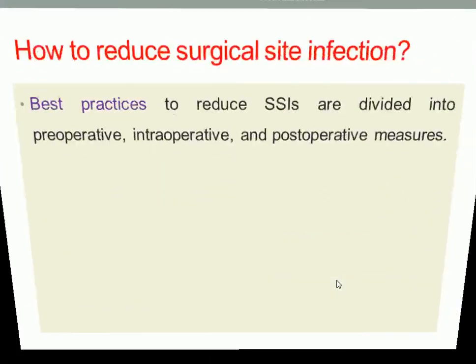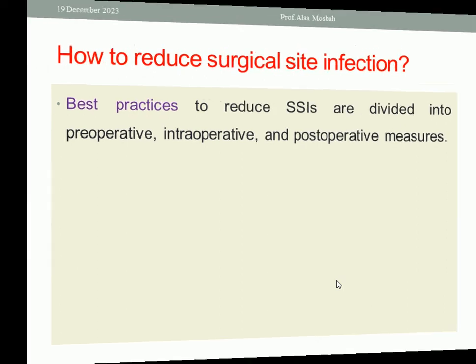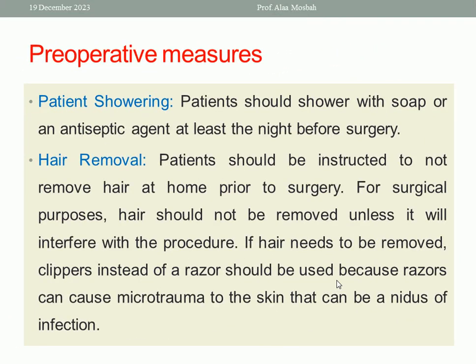Let us go to the next. How to reduce surgical site infection. Best practices to reduce surgical site infections are divided into preoperative, intraoperative, and postoperative measures. So let us start with the preoperative measures. Patient showering: the patient should shower with soap or an antiseptic agent at least the night before surgery. So you should instruct the patient to take a shower the night before surgery with antiseptic agent or soap and so on.